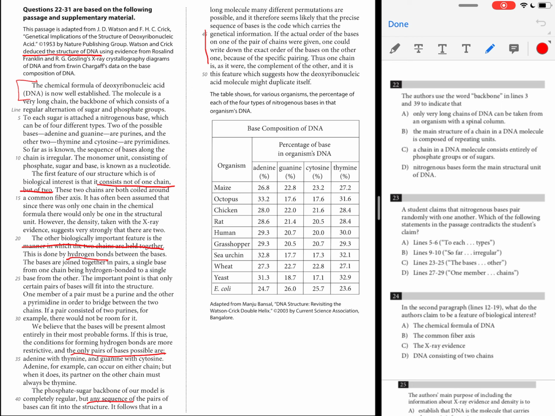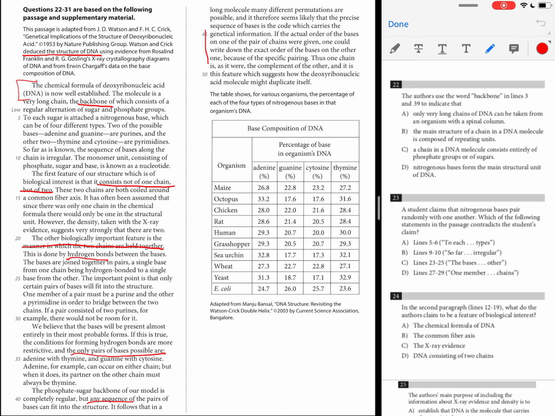22, the author uses the word backbone in lines 3 and 39 to indicate that. Okay, so I'm going to go to those lines. In line 3, "the molecule is a very long chain, the backbone of which consists of a regular alternation of sugar and phosphate groups." Okay, so I'm going to say like the core of which, or the central string of which, and then I'm going to look at my answer choices to see which one would match with that. This idea of a core central string.